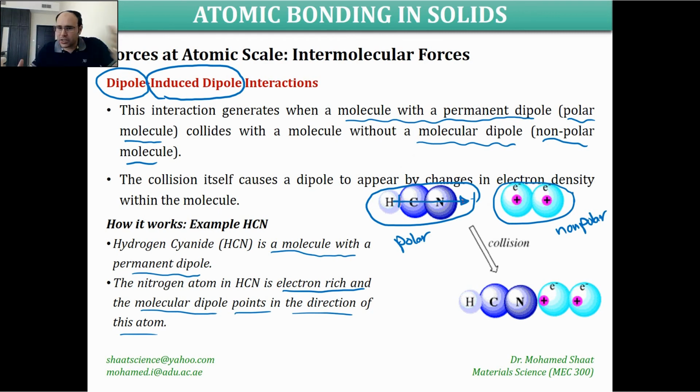One is induced, one is permanent. But the non-polar has only induced. So when the induced interacts with the induced, this gives London Dispersion Force. When the induced dipole interacts with the permanent dipole, this gives dipole-induced dipole interaction.